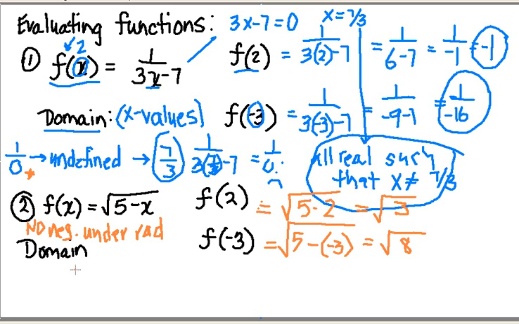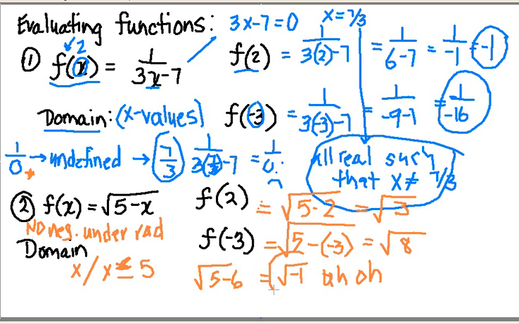So in this case, my domain has to be x such that x is less than or equal to 5. If I plug in 5, I get 0. 0 is okay. If I plug in 4, I get 1. 1 is okay. If I plug in 3, I get 2. That's okay. But if I plug in any value over 5, like 6, I'd get the square root of 5 minus 6, or the square root of negative 1, and that would be uh-oh. So I can't have a negative under my radical.